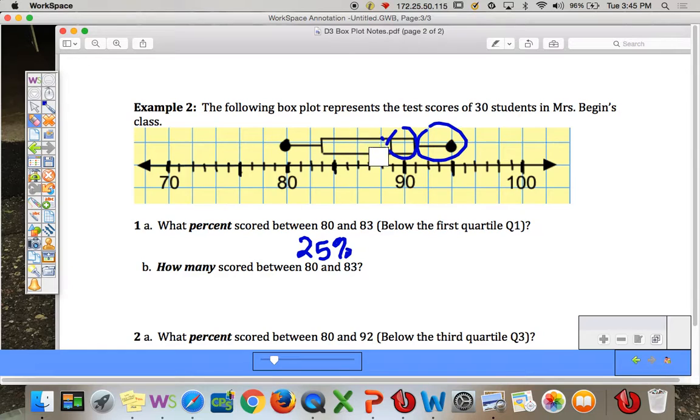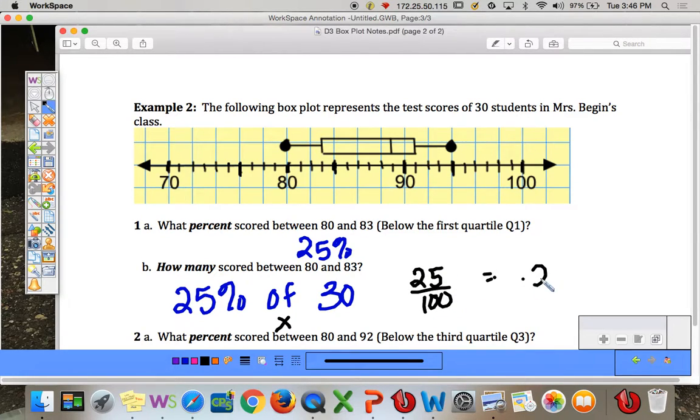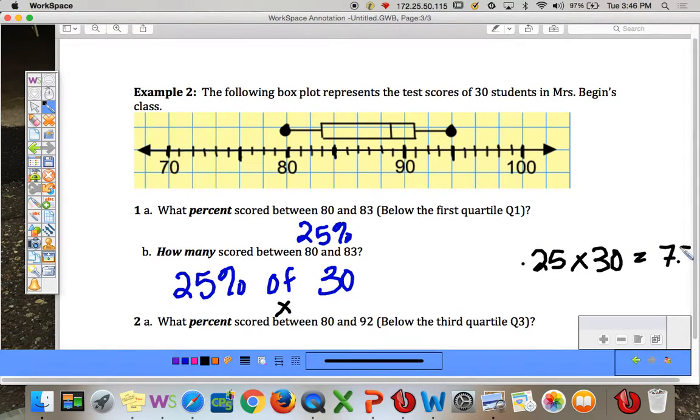Now when it says how many scored between 80 and 83, we want 25% of 30. And we talked about how of means times, and percent is out of 100. So we have 0.25 or 25 out of 100, which is 0.25. Let's use that. So 0.25, and we're going to multiply by 30. And so when we do that, we'll get how many students scored between 80 and 83, and I got 7.5. So I didn't pick my numbers very well. You can't really have 0.5 of a person, but this is what we get.